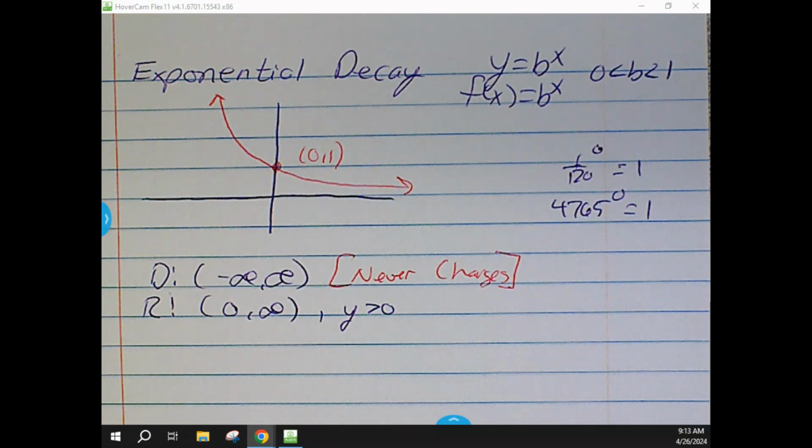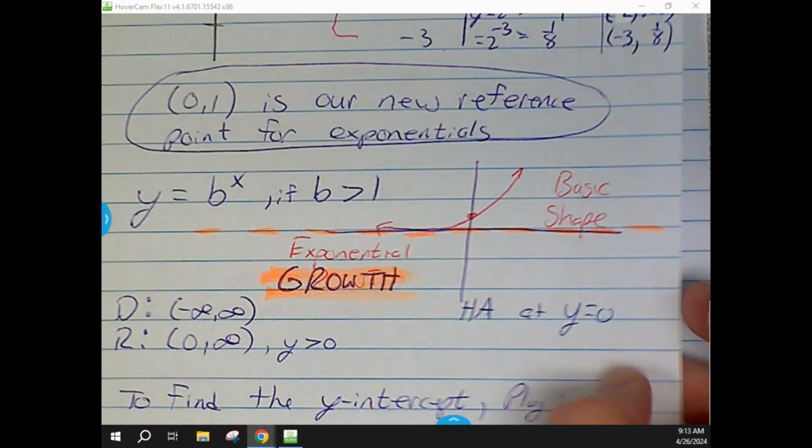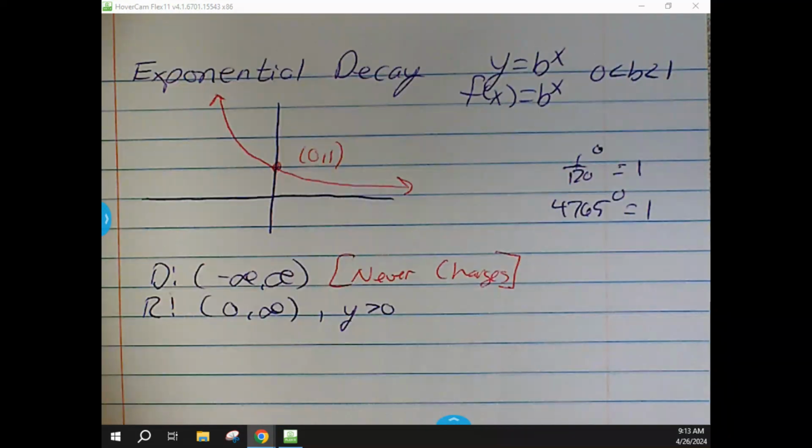Okay, so we've got two kinds of graphs. If your base is greater than 1, it looks like this. If your base is somewhere between 0 and 1, it's going to look like that.